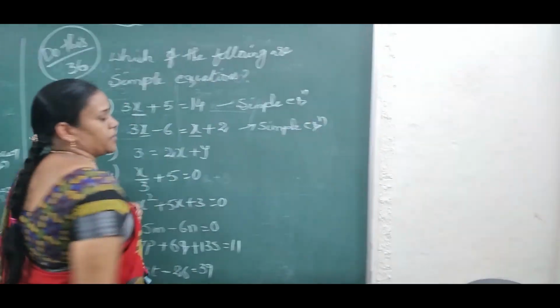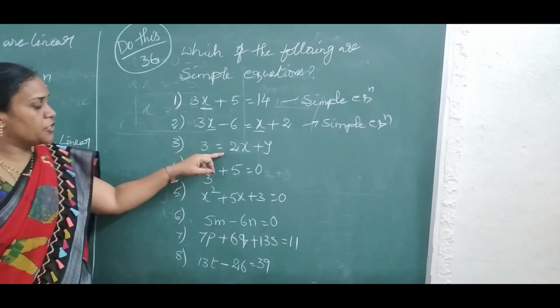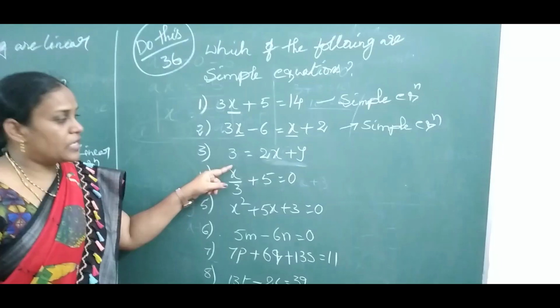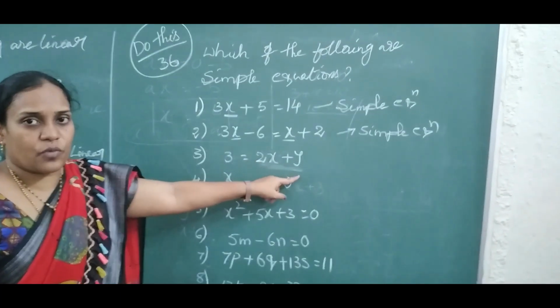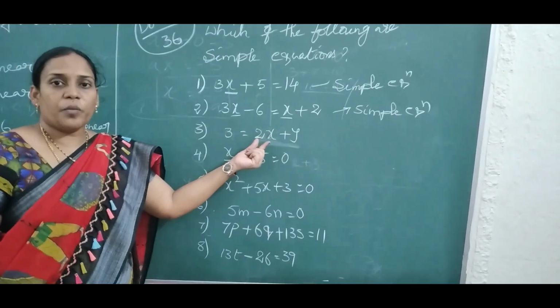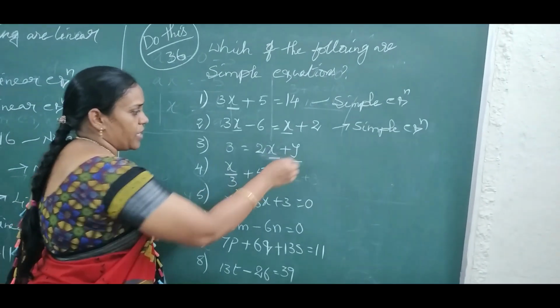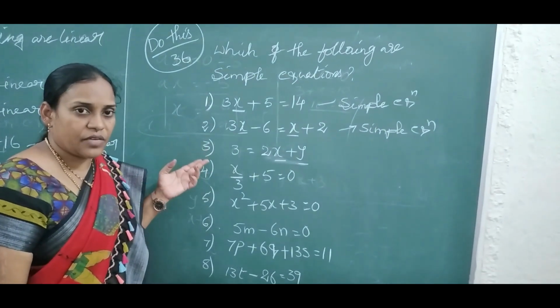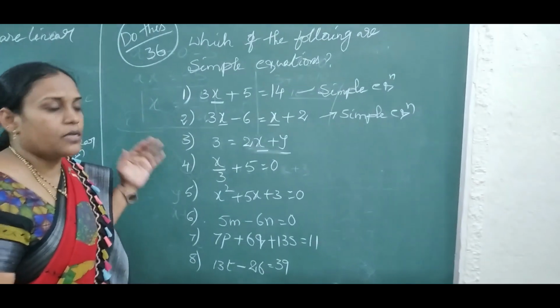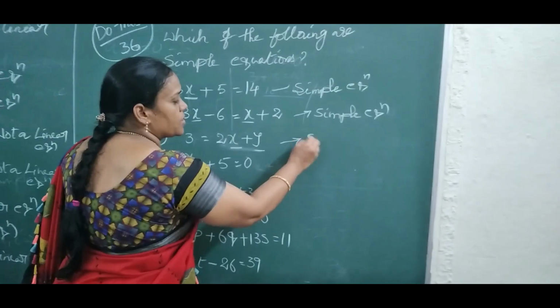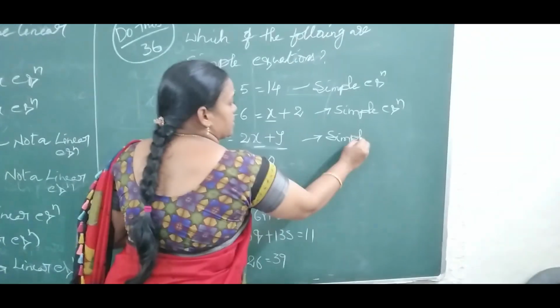3 equal to 2x plus y. Here, how many variables are there? Two variables. What are they? X and y. So is it a simple equation? No, it is not a simple equation because it has two variables.